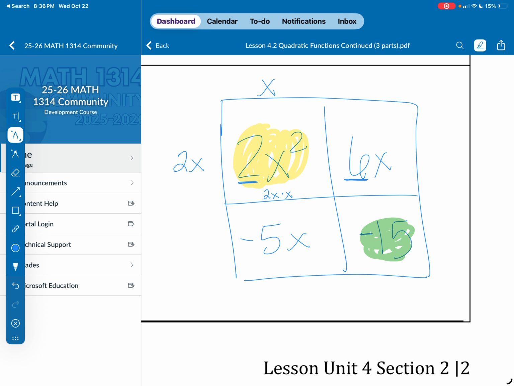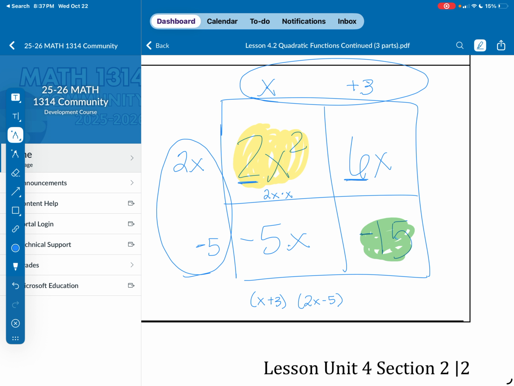All right. So 2x times what gives me 6x? Positive 3. And x times what gives me -5x? -5. So then negative 5 times 3 does give me 15, so I know that these are my factors. So my factors are going to be x plus 3, 2x minus 5. Okay?